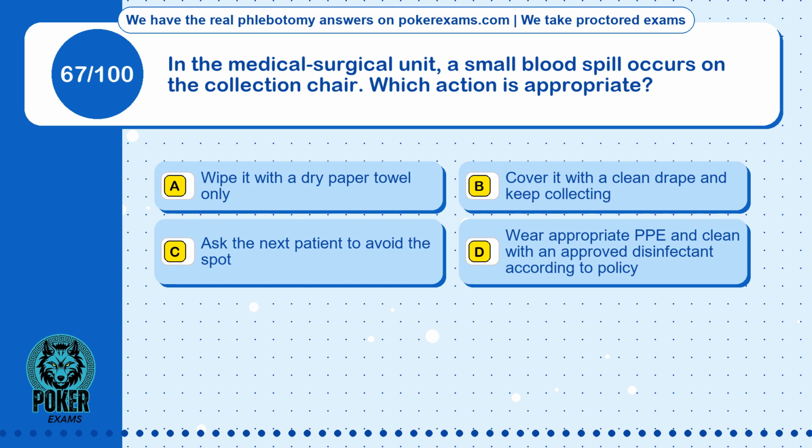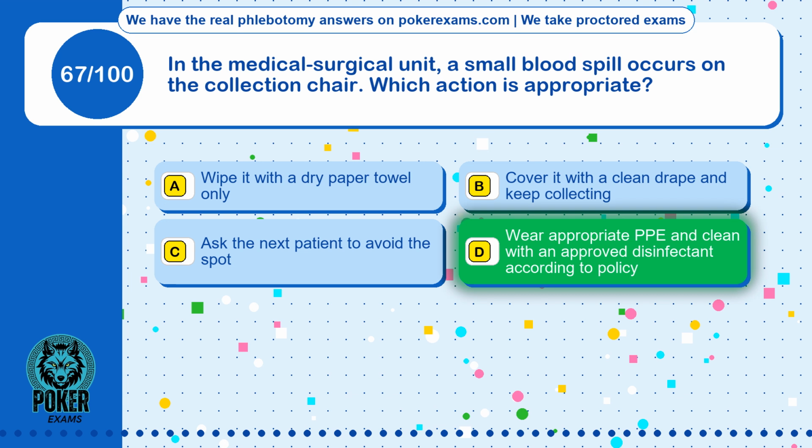Question 67. In the medical surgical unit, a small blood spill occurs on the collection chair. Which action is appropriate? Option A. Wipe it with a dry paper towel only. Option B. Cover it with a clean drape and keep collecting. Option C. Ask the next patient to avoid the spot. Option D. Wear appropriate PPE and clean with an approved disinfectant according to policy.